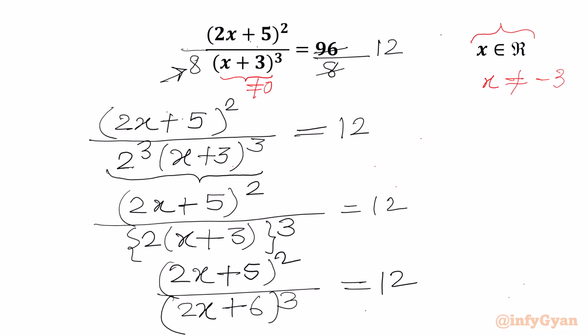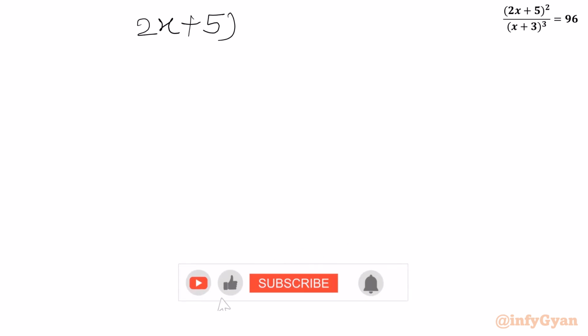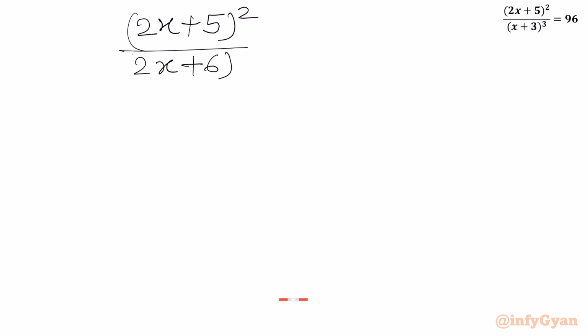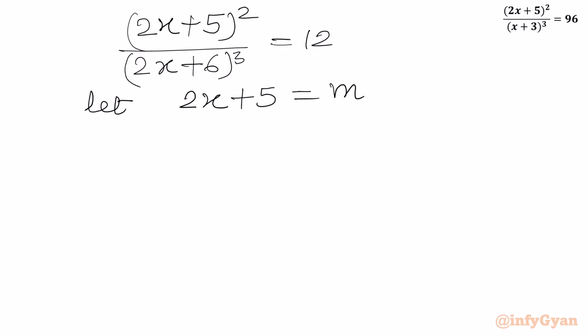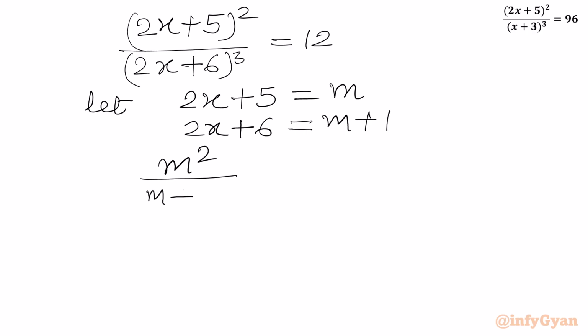Now we will use substitutions. Let me write the equation once: (2x + 5)² over (2x + 6)³ equal to 12. Now let us assume 2x + 5 equal to m. So I can write 2x + 6 will be m + 1. Let's write the equation in variable m. I will get m² over (m + 1)³ equal to 12.